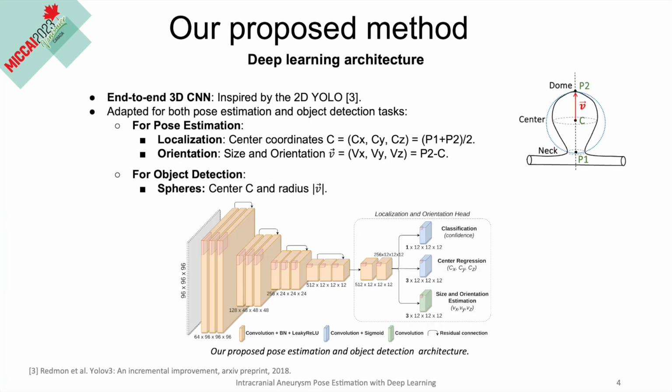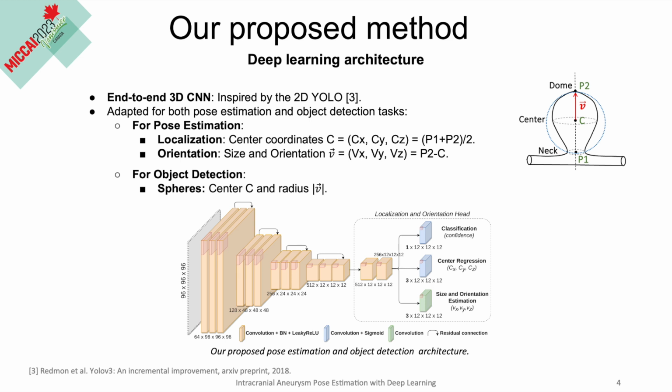Our approach is based on a 3D end-to-end anchor-free CNN adapted for both pose estimation and object detection tasks. For pose estimation, we identify aneurysms by regressing their center coordinate C and defining their orientation using the size and orientation vector V. For the object detection task, since most aneurysms are ball-shaped objects, we detect them using spheres defined by the center coordinate C and the radius equal to the magnitude of the orientation vector V.